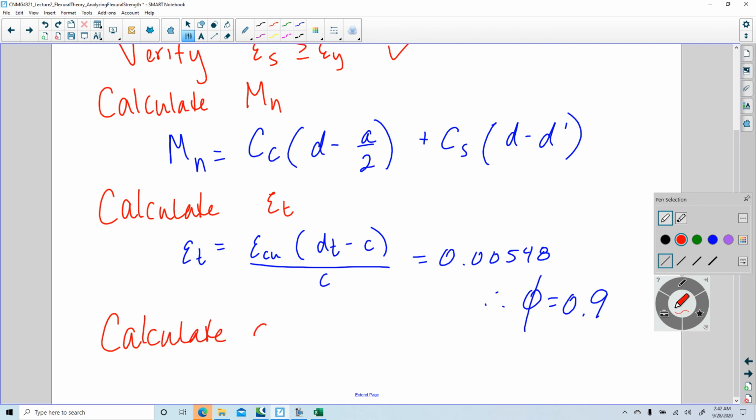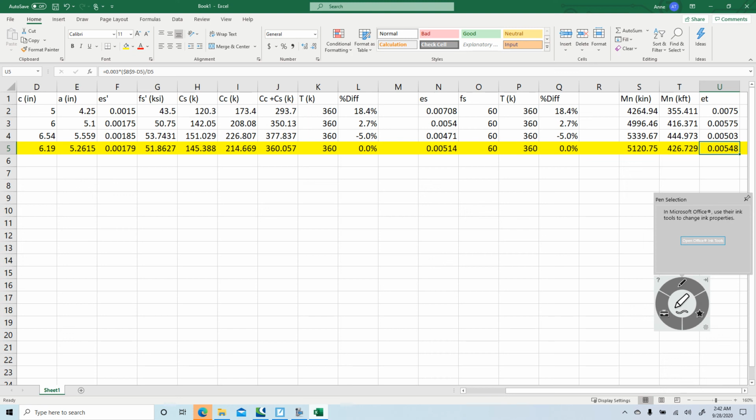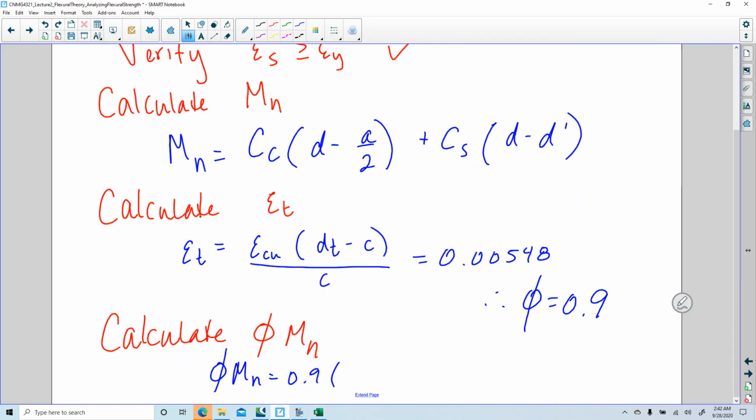So finally, I get to calculate phi Mn. Phi Mn is 0.9 times whatever, 427 kip feet, something like that. Or you can just do it in the Excel.